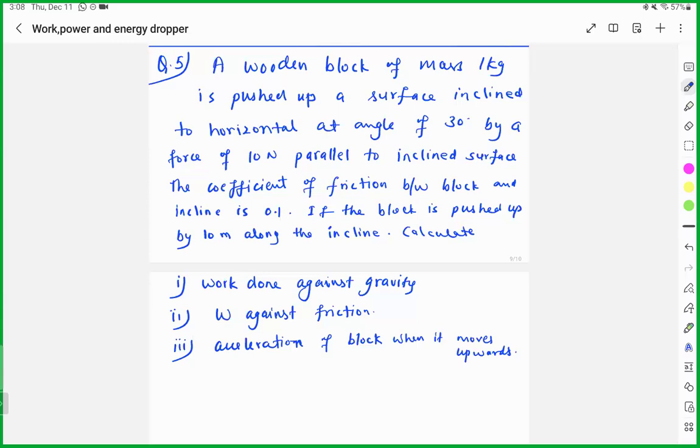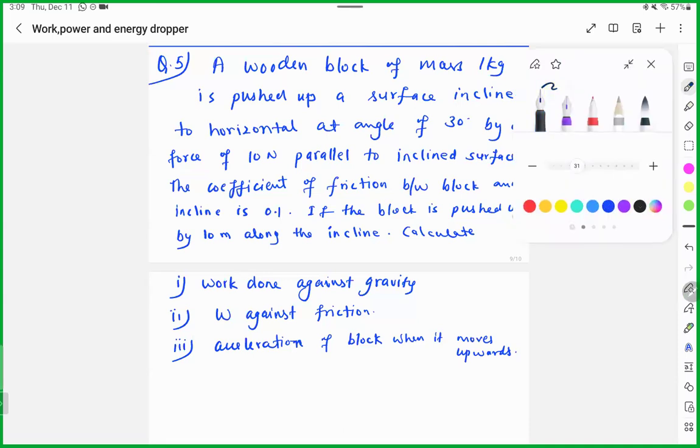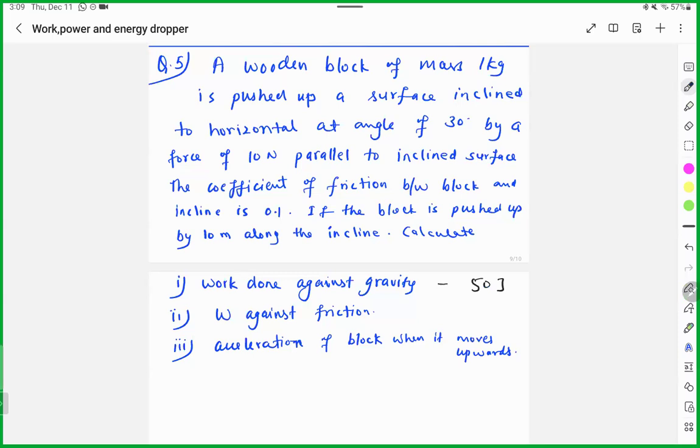First one is 50 joule. Okay. After that, 8 point something is coming, 8.6. Correct. And acceleration.